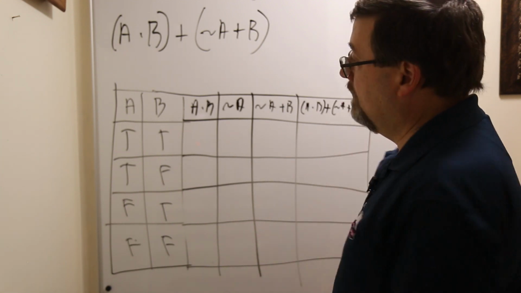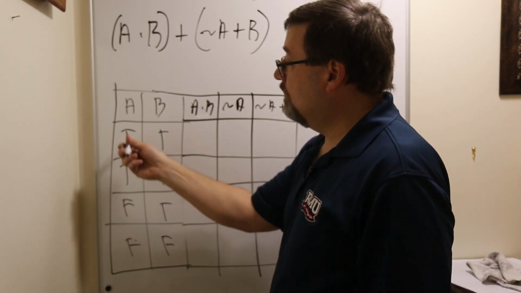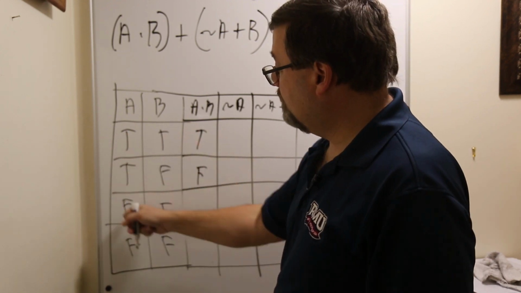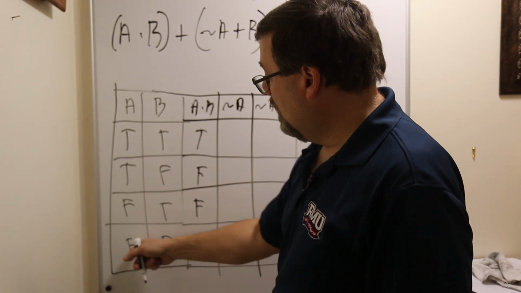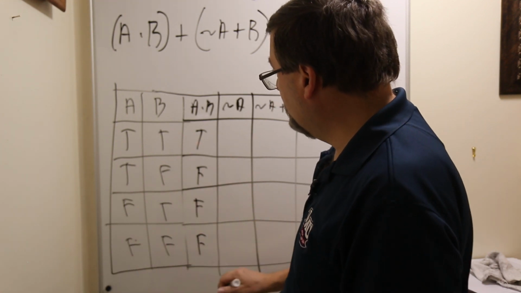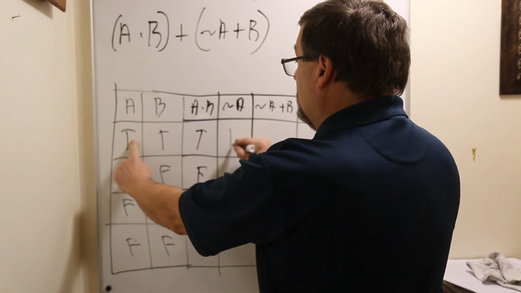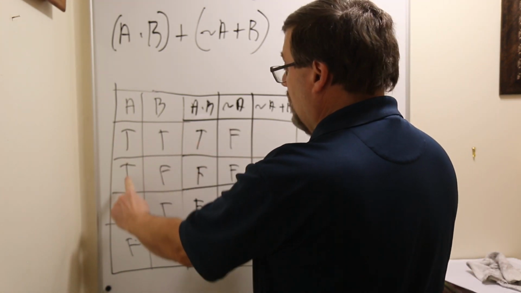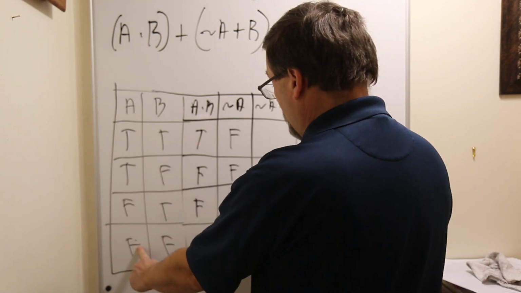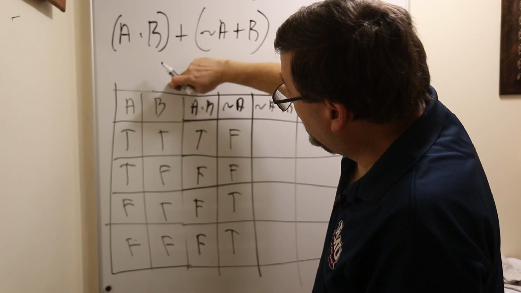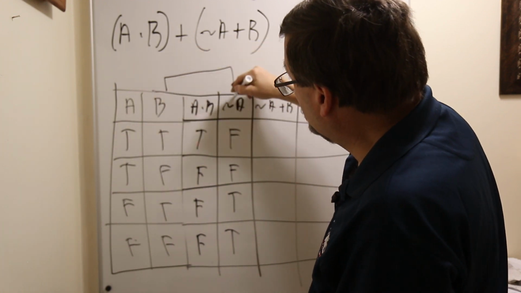All right, so A and B. True and true is true. True and false is false. False and true is false. False and false is false. We do not A, so not true is false, not true is false, not false is true, not false is true. Now we do not A or B, so we're doing these two columns.